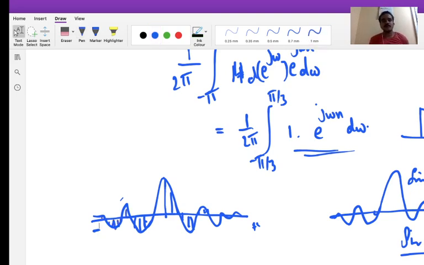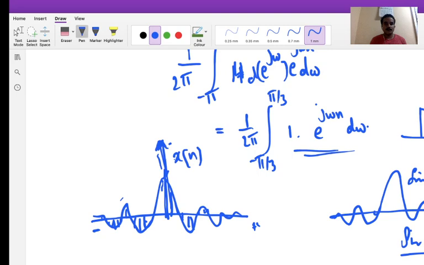Now this kind of signal is non-causal. Is it causal or non-causal? It is a non-causal signal, because if you consider this as a signal x of n, it has some values in the negative region also.